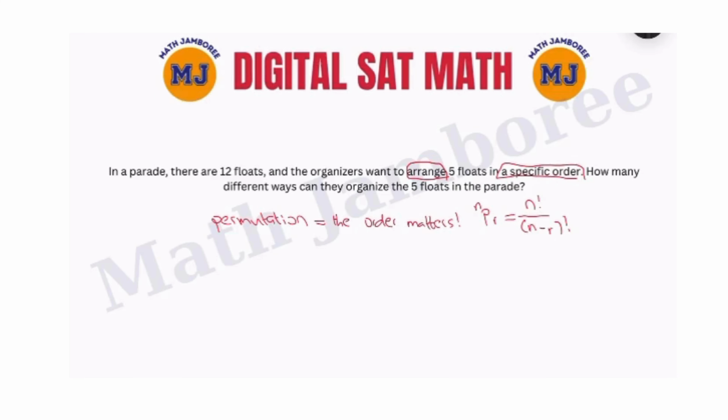Now, we have 12 floats. In our formula, this is gonna be the n, so 12P, and then we have 5 floats. n is always the total, so remember, the total is always n and the r is 5. That equals 12 factorial divided by 12 minus 5 factorial. Alright, now what does factorial mean?